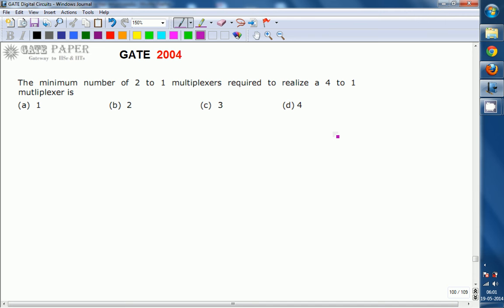With the help of those 2 to 1 multiplexers, how are you going to get the functionality of a 4 to 1 multiplexer? For that, how many 2 to 1 multiplexers are required to get the functionality of a 4 to 1 multiplexer? That is what the question asks.